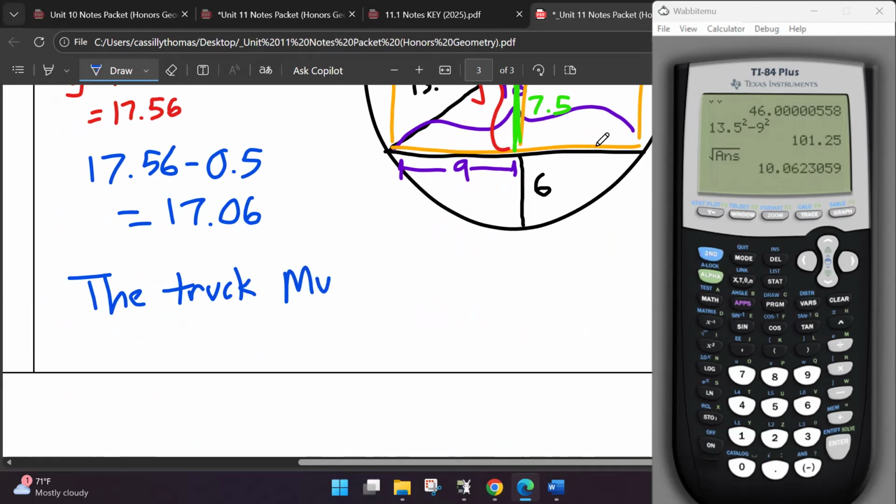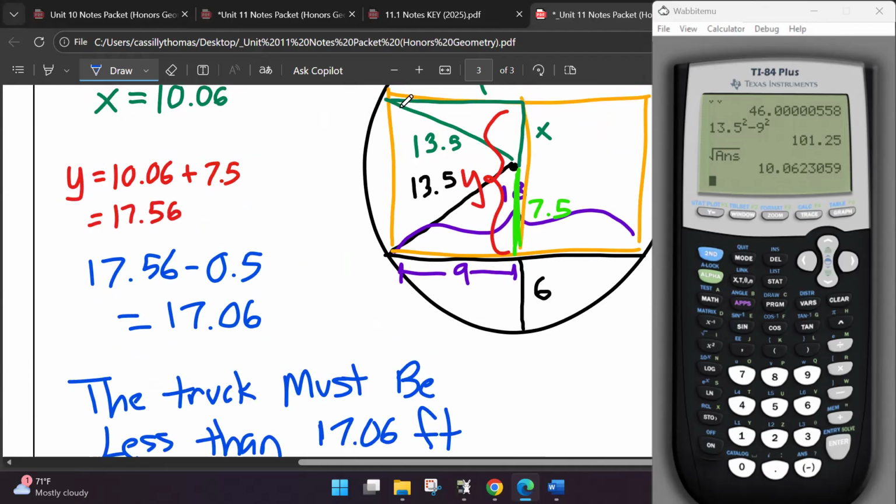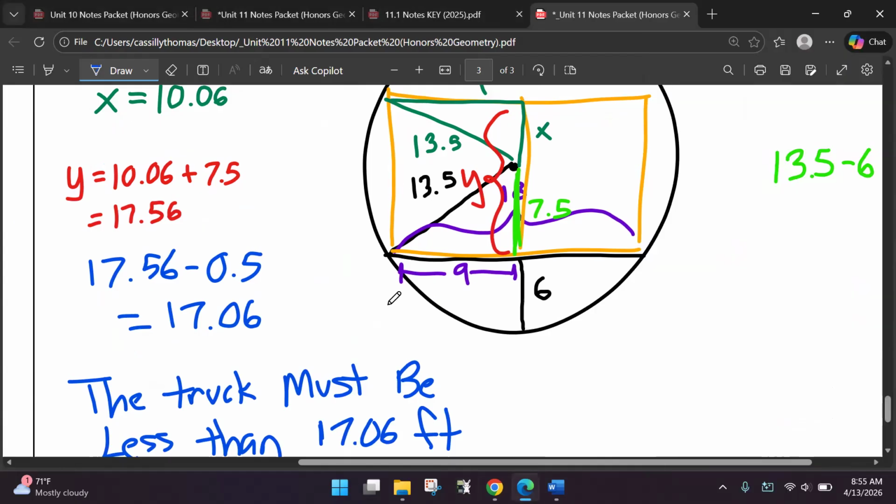All right, so the truck must be less than 17.06 feet tall. All right. So anything taller than that, we're going to start scraping the sides of the tunnels and we're going to cause a cave-in. And we really don't want that. All right. There you go.